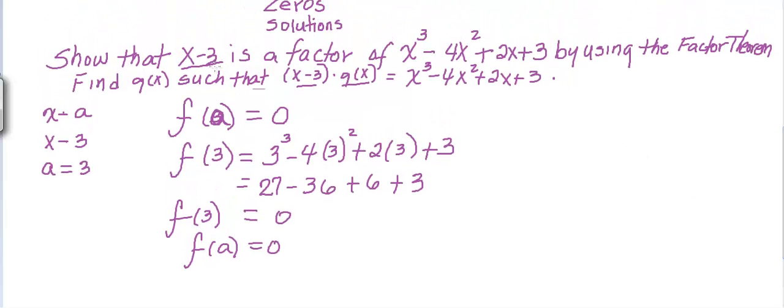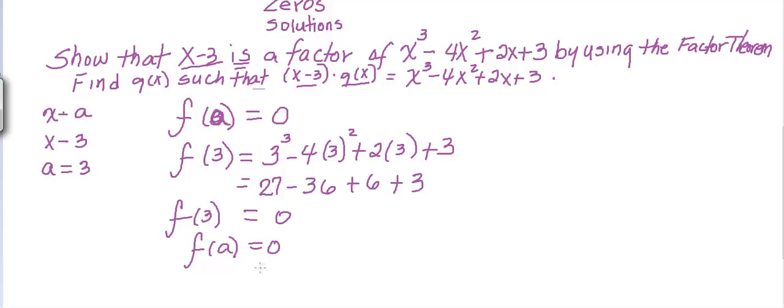this factor, this term, is a factor. It says, show that it's a factor. How do I do that? Evaluating the function at the value a, and if it equals 0, it is a factor. Okay? And we use the factor theorem. I hope you understand this.